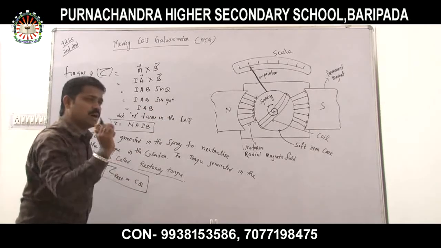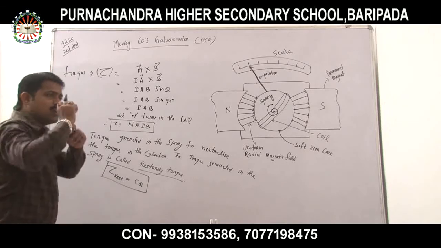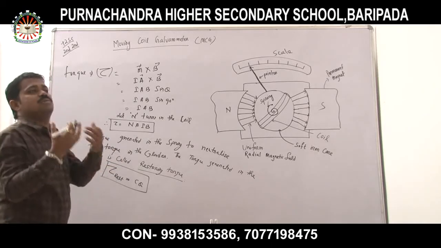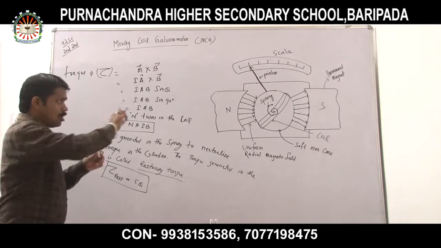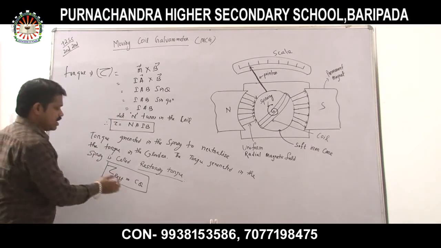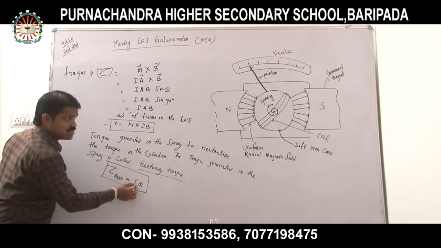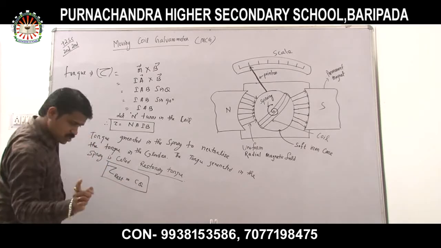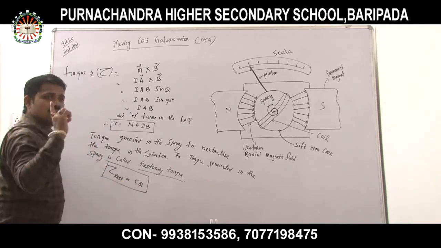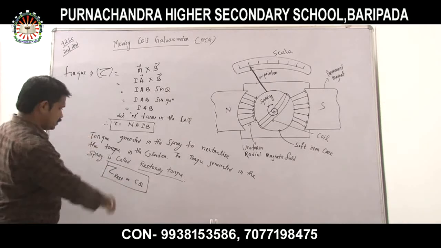C is nothing but couple per twist. For one twist of the spring, what is the value of the couple? That is the value of C. C is the couple per twist. Theta is the angle of twist.